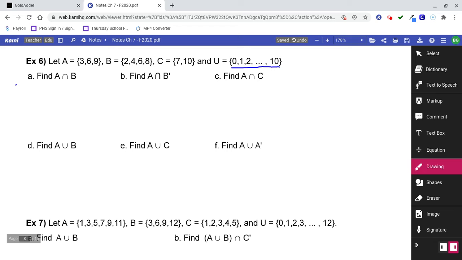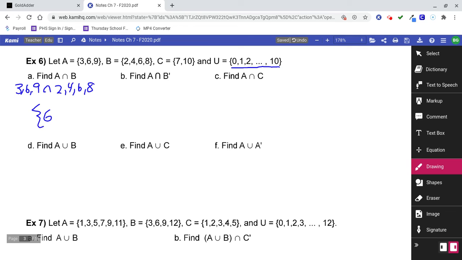I like to write it out. A is 3, 6, 9. We're going to intersect that with B, which is 2, 4, 6, 8. Now, I realize you could probably do this in your head. You look at it and you see which numbers are on the left and the right. The only thing is 6. I'm going to put it in set notation.